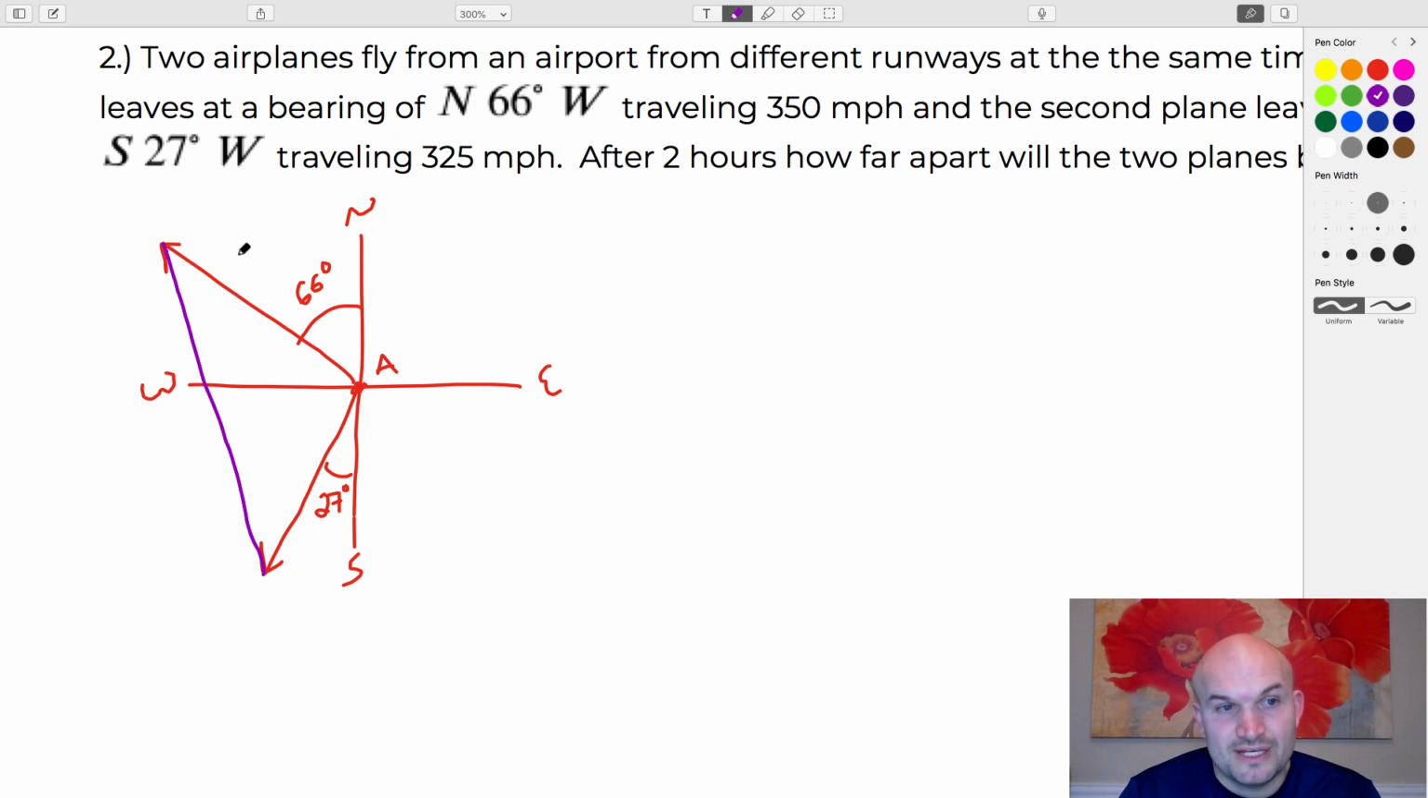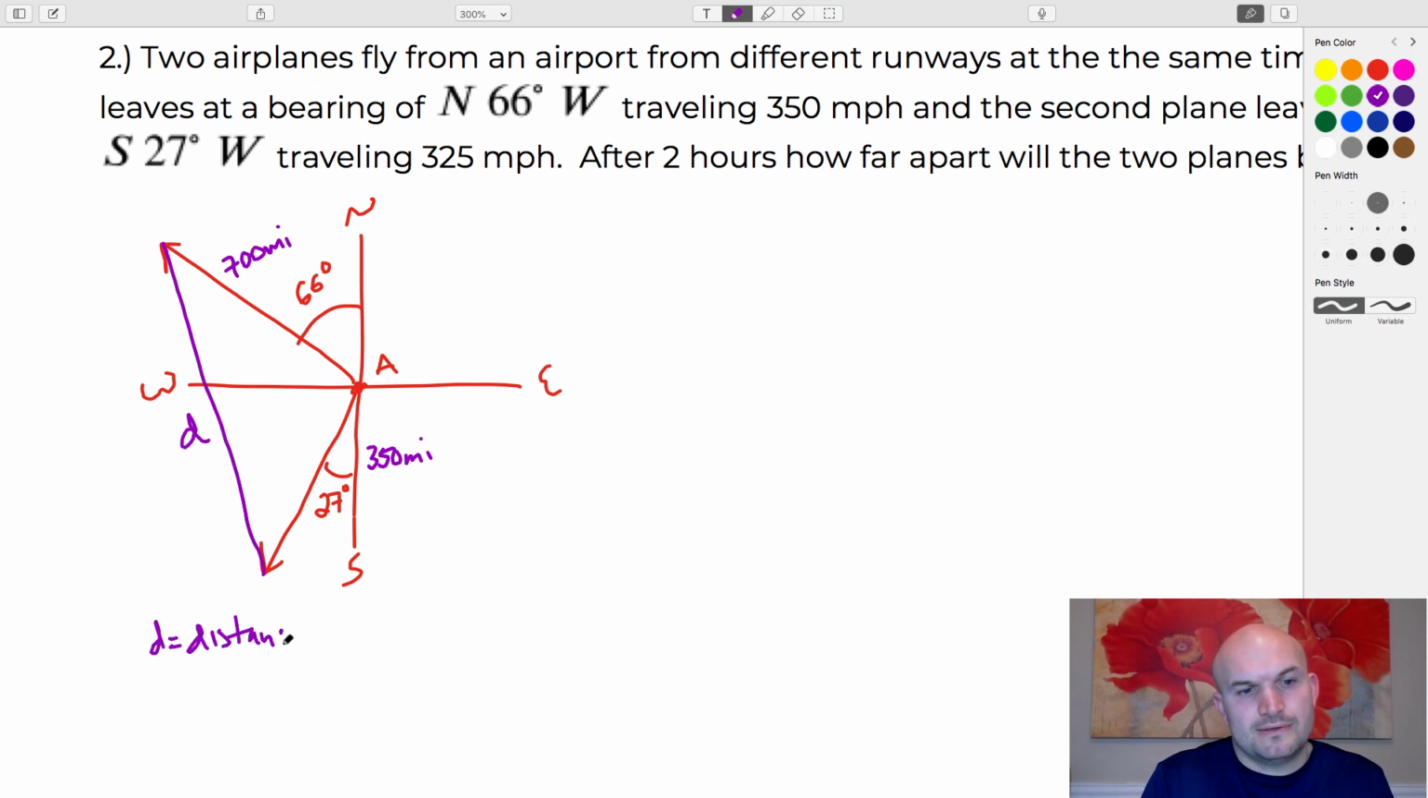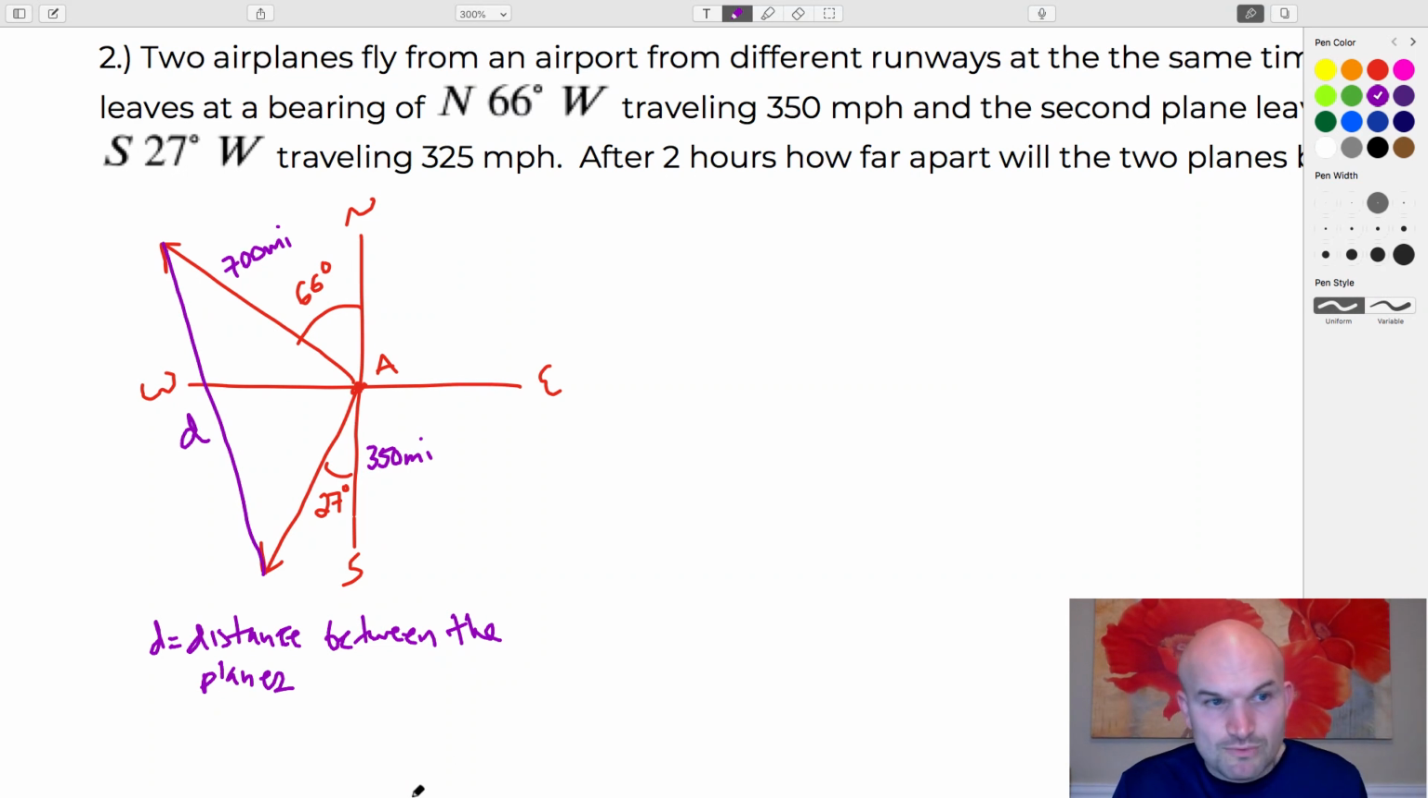The other thing is, do we have these distances? How far did this plane travel? It's traveling 350 miles per hour, and if it traveled for 2 hours, that means it has traveled 700 miles. And this plane is traveling 325 miles per hour, and if it traveled for 2 hours, then it has traveled 650 miles. Then let's just call the distance between them D. So D equals the distance between the planes, since our variables were not provided to us. That is what we're going to solve for.